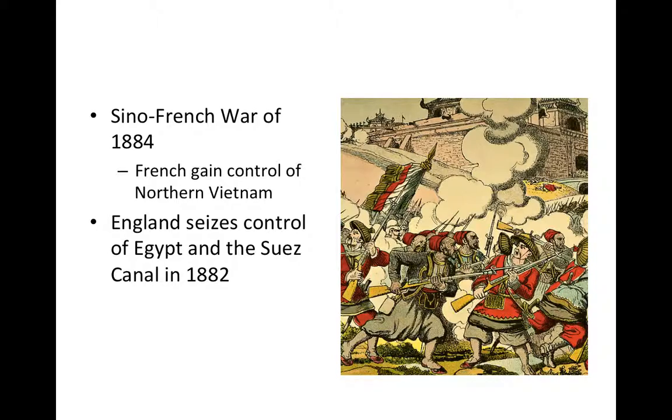The French go to war with the Chinese in 1884, and they gain control of northern Vietnam. Also, England seizes control of Egypt and the Suez Canal in 1882. Again, that canal was important for trade. So I think a common denominator would be England using military force to reap the benefits of imperialization in Egypt and in China and India too. We failed to mention India.